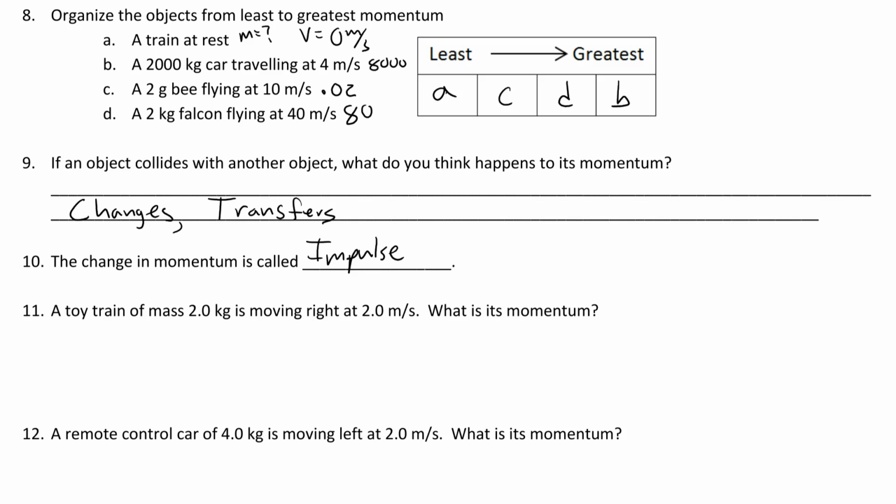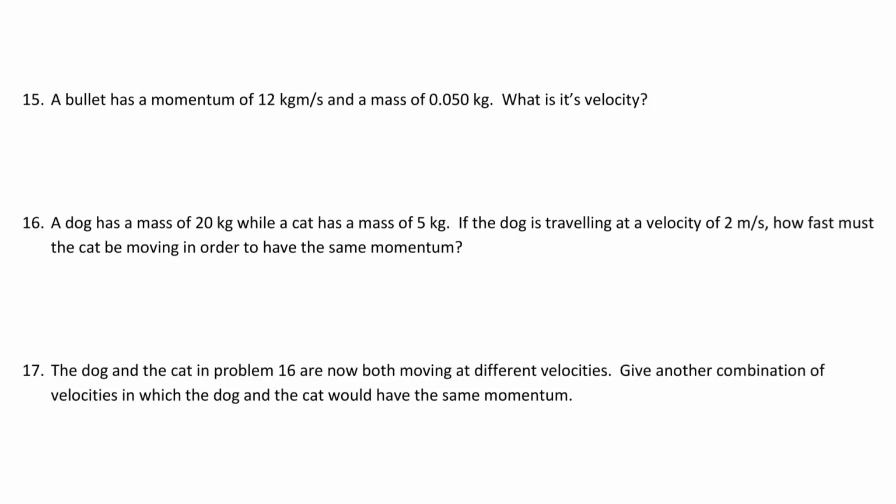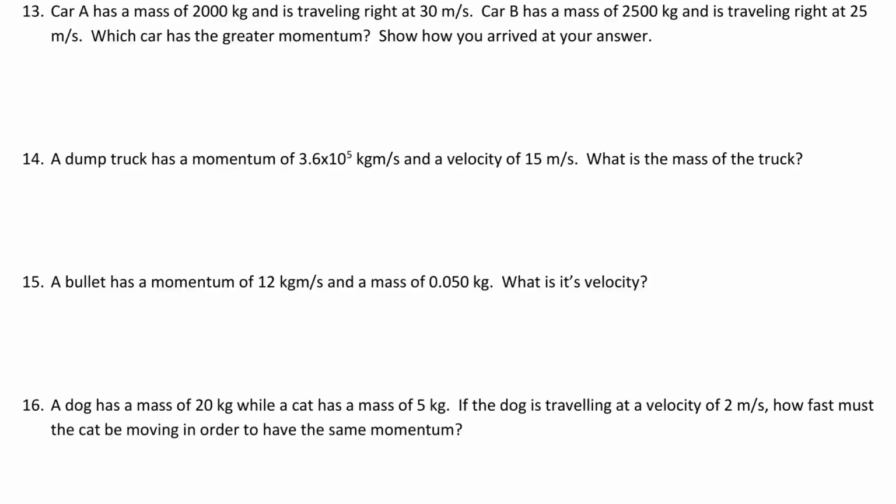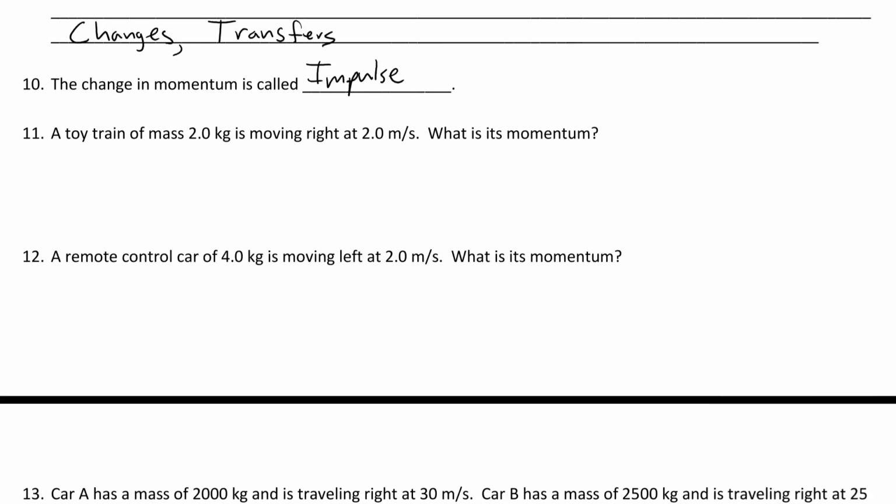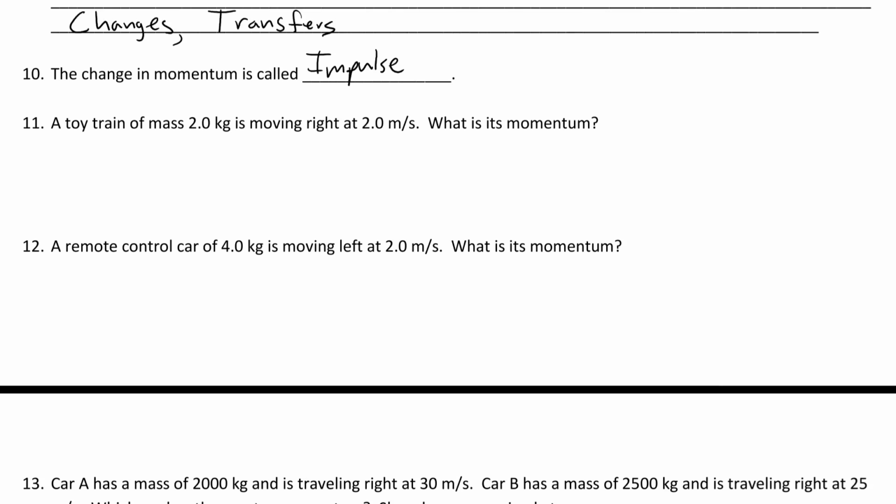Okay, so 1 through 10 were all kind of conceptual. For 8, you had to calculate some stuff, but you could have just looked at the numbers and really kind of figured out which one had more momentum. 11 through 19, a lot of calculations, so let's get to it here. It says a toy train has a mass of 2 kilograms, and it's moving to the right, so that means its velocity is positive 2 meters per second. It says, what is its momentum?